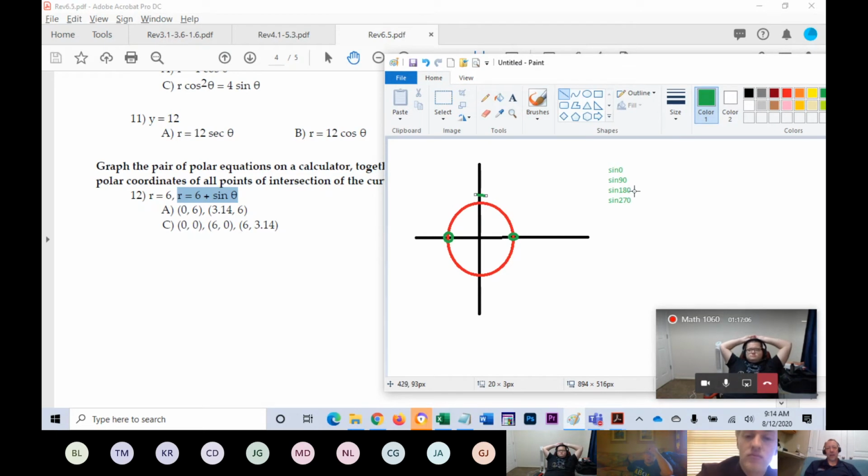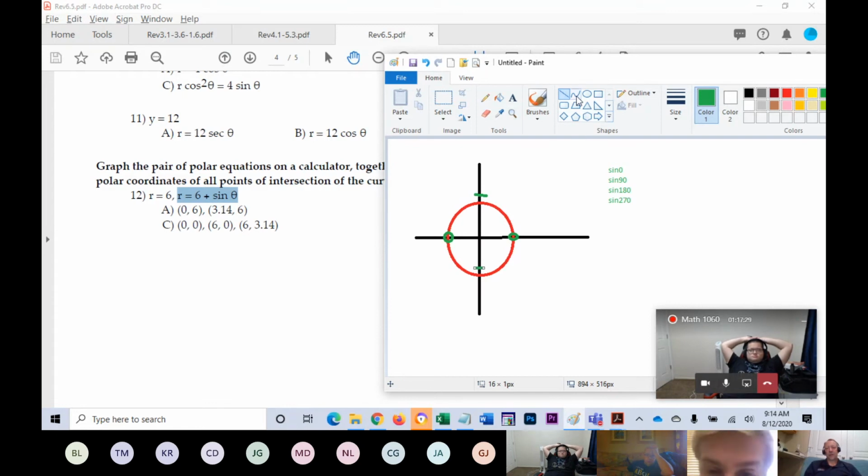Sine of 180 is 0. So that's going to be right there again. So I've got 1, 2, 3 points. And sine of 270? -1. So that's going to be right here, right? Yep.